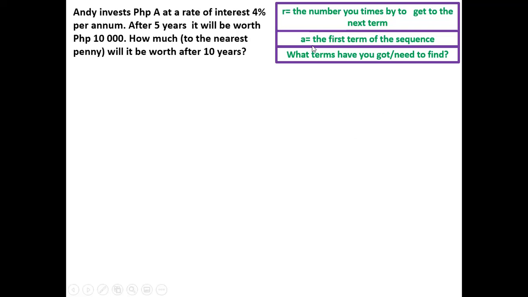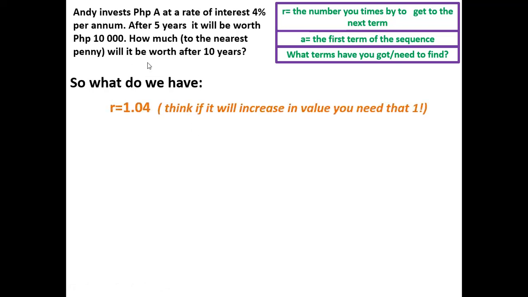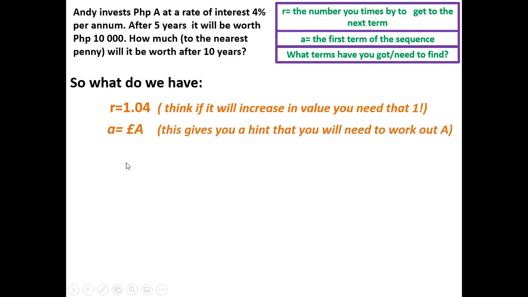Okay, so again, meron tayong R as the number you times by to get to the next term, or this is the common ratio. And A is the first term of the sequence. What terms have you got or you need to find, or what is A? So what do we have? So illustrate muna natin. Kunin muna natin yung mga given. So R is 1.04. It will increase in value by 4%. Kasi di ba sa business mathematics natin? R, 4% is 0.04 plus 1. Okay? And then, of course, this is pesos.